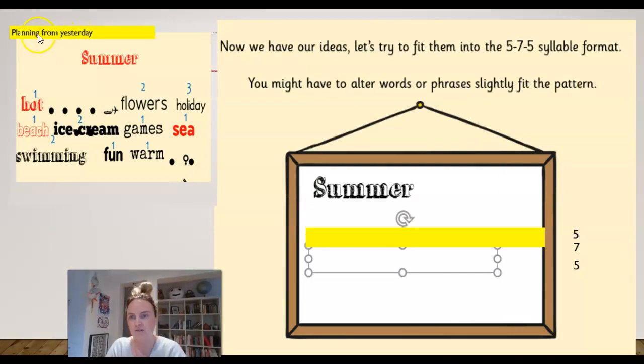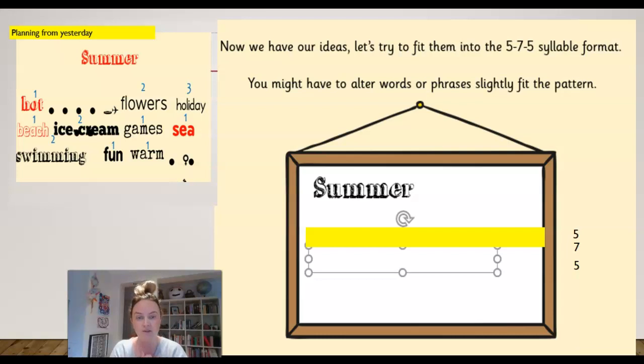So here I've still got my plan. I've got my plan up from yesterday. And what we're going to do now is write another haiku about summer, a different one. We've still got our ideas, and now we're going to try and write one together that follows the 5-7-5 syllable format.